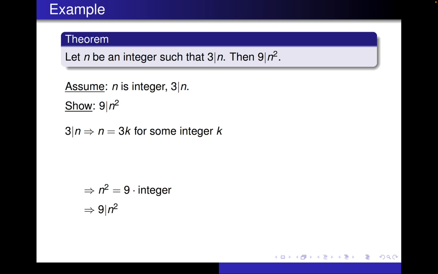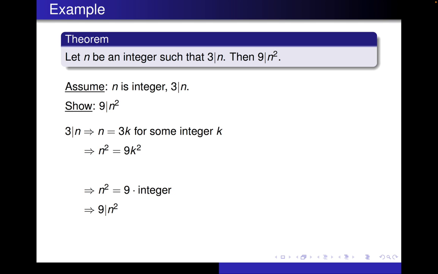where I have to somehow connect n equals 3k to n squared equals 9 times an integer. Well, if I have n equals 3k and I want n squared equals something, what I can do to get there is I can square both sides of that equation. So I have that n is equal to 3k. If I square both sides of that equation, I square the 3 to get 9, I square the k to get k squared, I got n squared equals 9 times k squared.